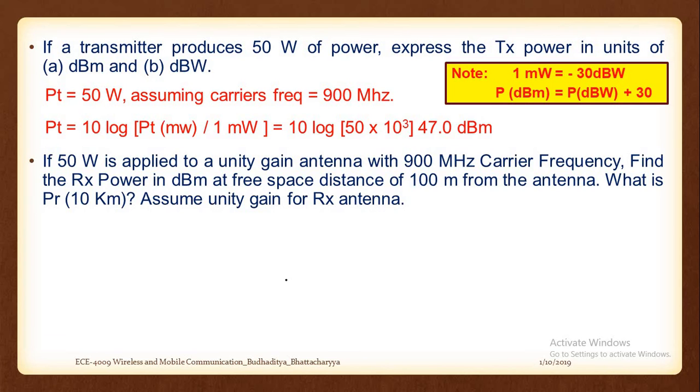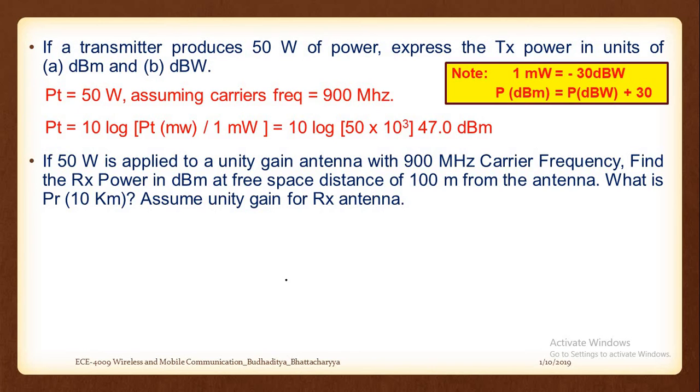This is a specific problem given in Rappaport, and it's a fundamental problem for solving the free space model. Please do it. If 50 watt is applied to a unity gain antenna with 900 megahertz carrier frequency, find the received power in dBm at a free space distance of 100 meters from the antenna. What is the received power at 10 kilometers? Also assume unity gain for the receive antenna as well, so GT GR is again 1.